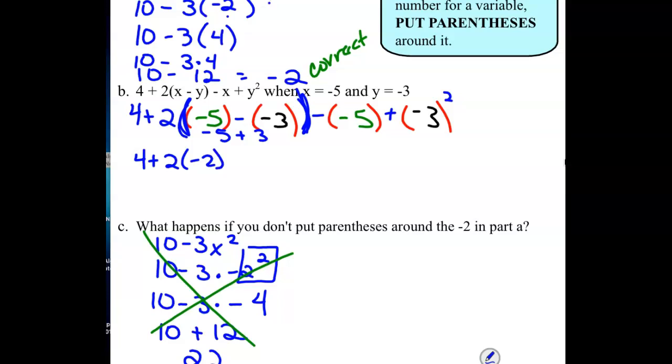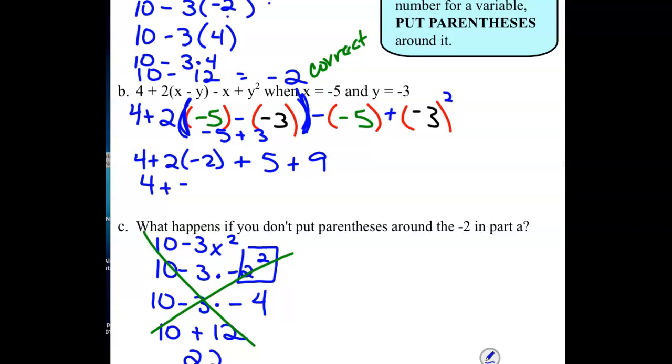Then I notice that I'm subtracting a negative again, so I'm going to add the 5. And I also have a power here that I have to deal with. So before I can add that negative 3 to anything, I have to square it, which turns it into a 9.